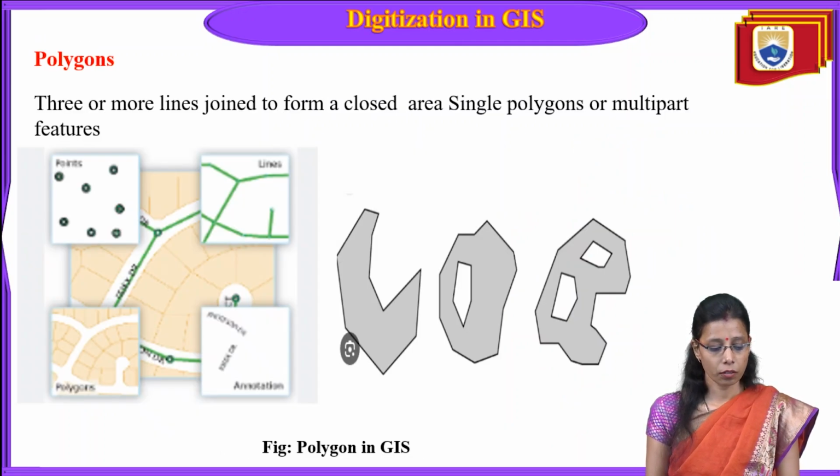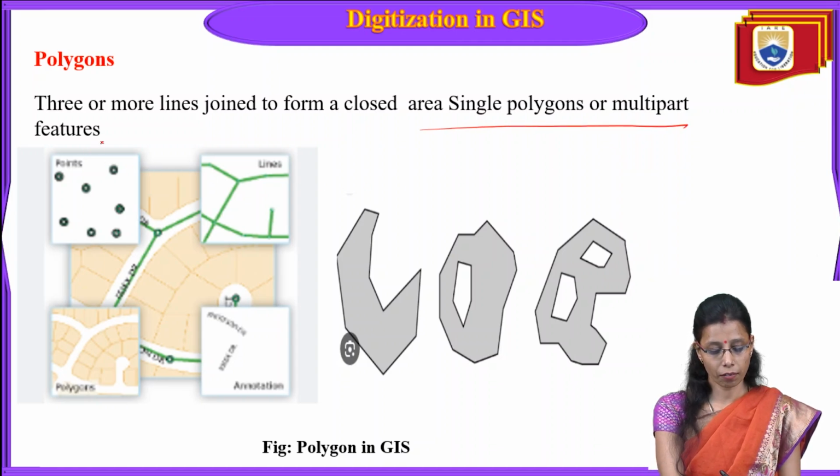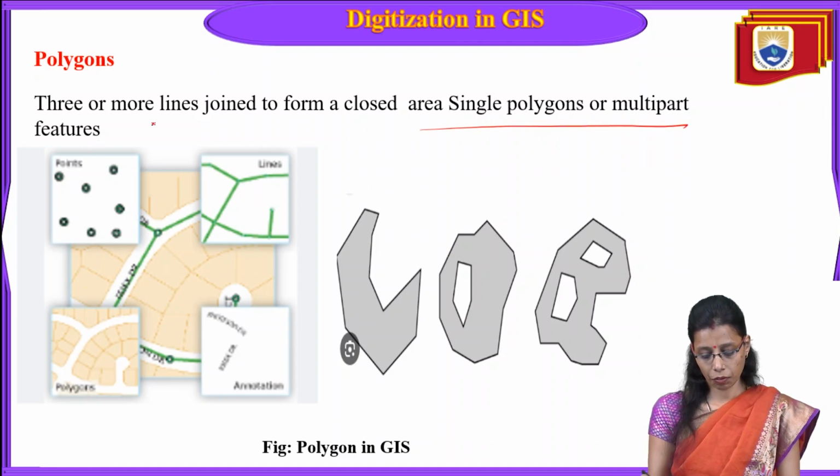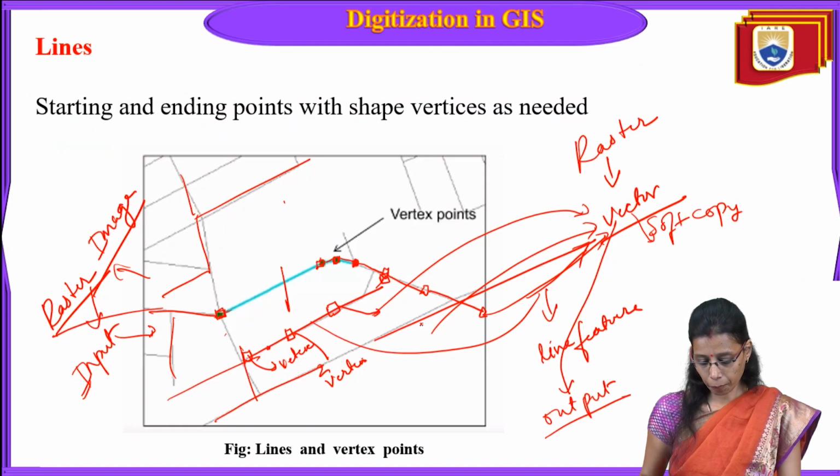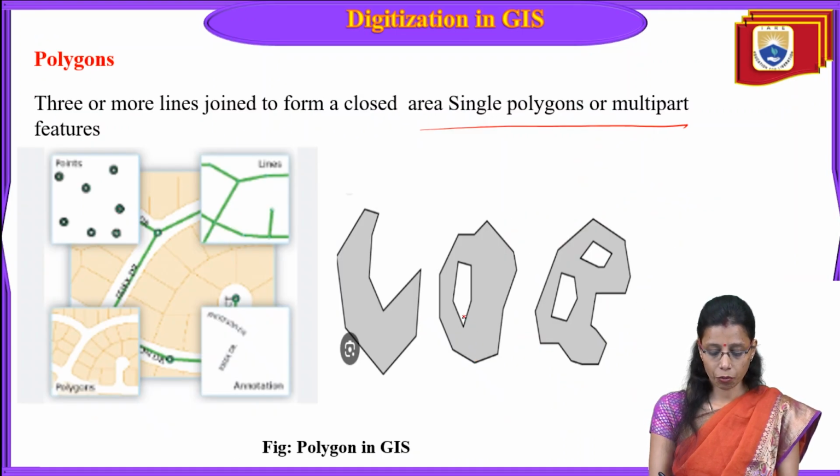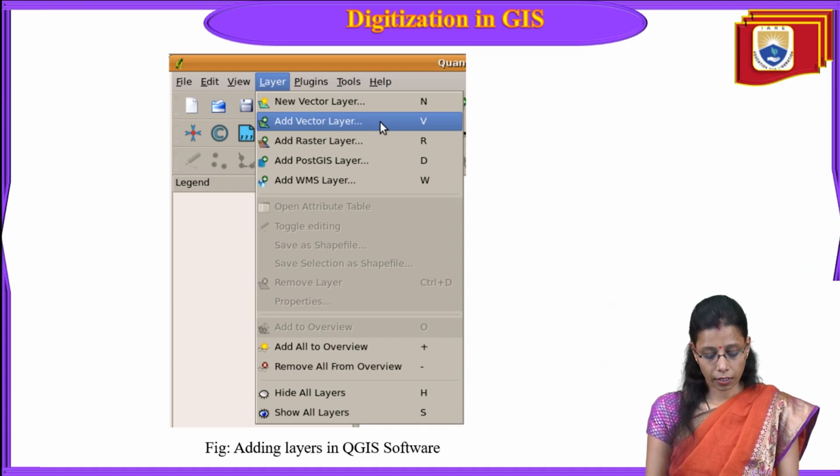Now, polygons. Three or more lines join to form a closed area, single polygon or multi-part features. Now, what is a polygon? The same way I just showed for the line, for the polygon also we have to start digitizing from here. So this is the polygon which we have to digitize. Vertex, again vertex here, vertex here. If I digitize like this and close this feature, then it will become a polygon feature in GIS.